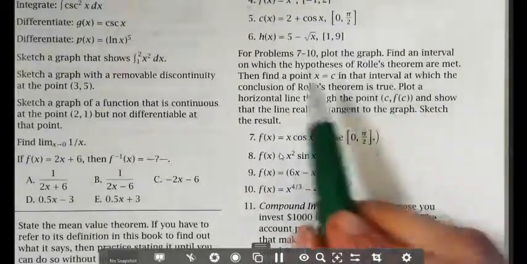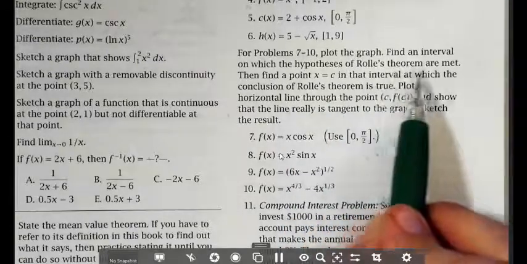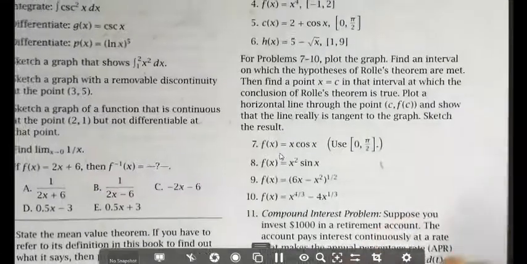Okay? So first of all, we need to figure out the interval on which the hypothesis of Rolle's theorem is met. So that means that that first input, or x value, needs to have an output that's 0, and the second x value also needs to have an output that's 0.